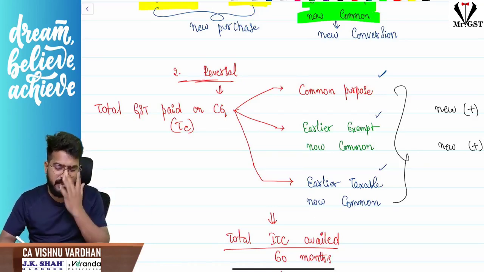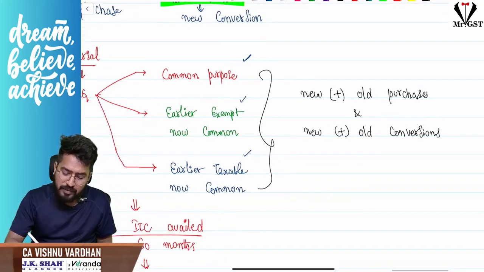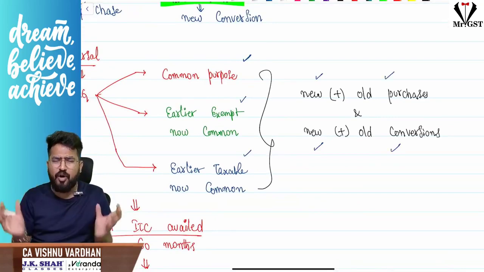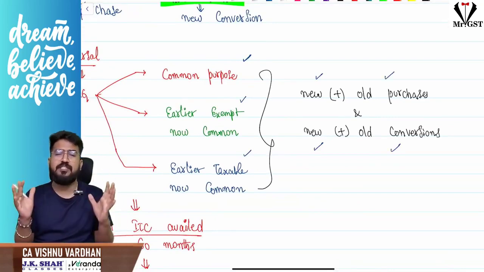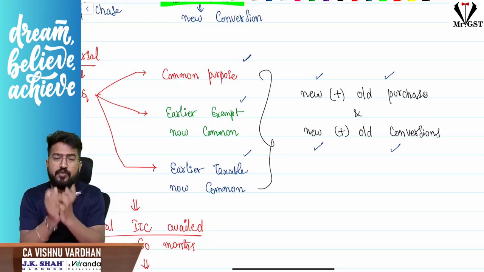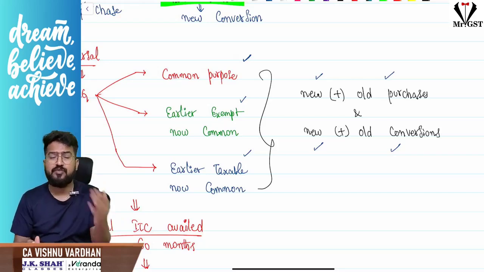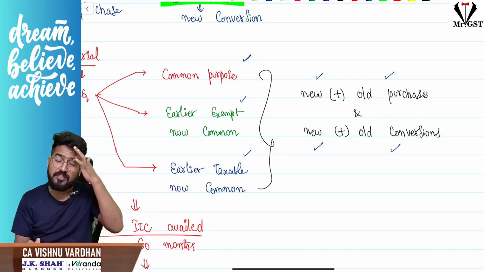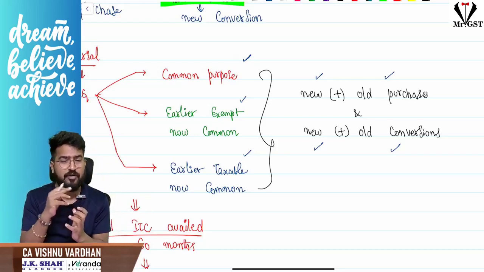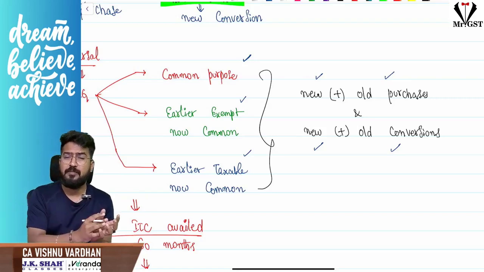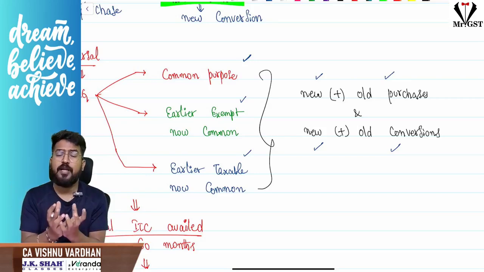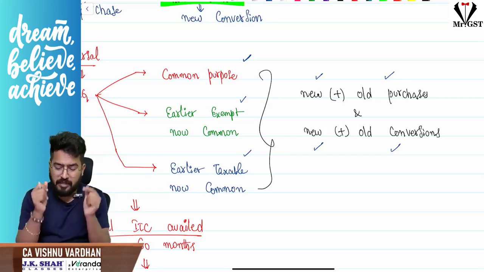I repeat, whether it is a new purchase or an old purchase, new conversion or old conversion, on all these things, whatever GST you have paid, take the entire total GST on new purchases, old purchases, new conversions, old conversions. All those capital goods, whether purchased earlier or newly, for exempt or taxable purpose, now being used for common purpose, on all of them the entire total GST paid, you take it here.